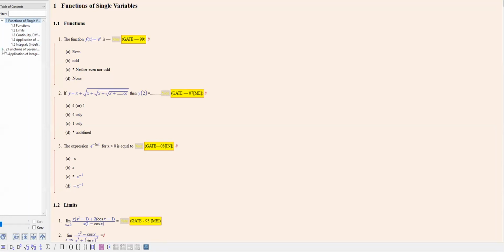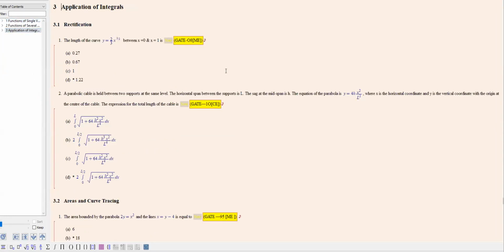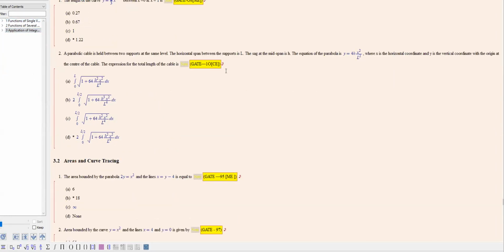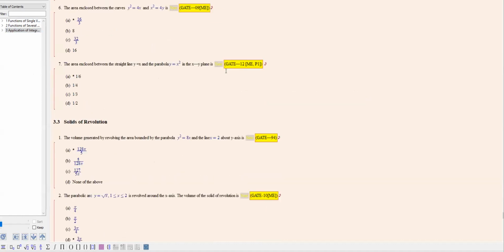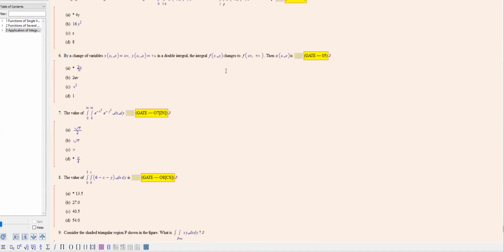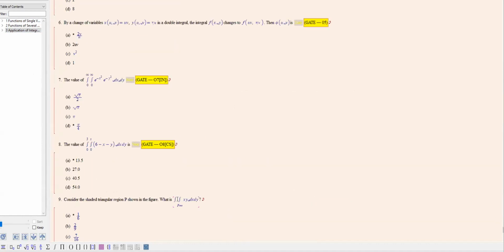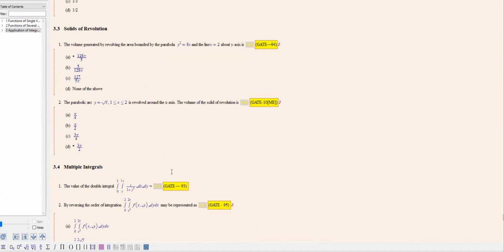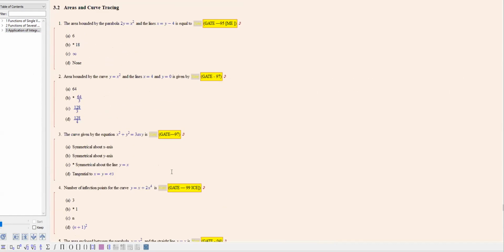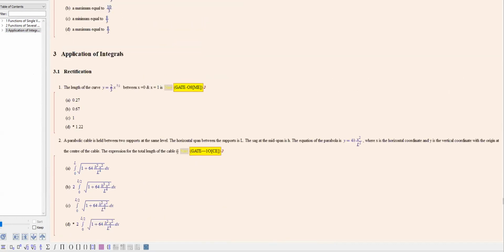So look at functions of several variables, applications of integrals. What kind of questions come? This is 10 years of questions in GATE just on application of integrals.